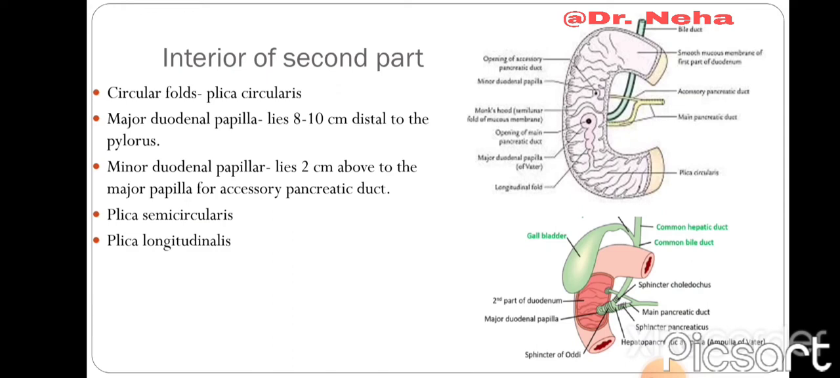Now the interior of the second part. When we see the interior of the second part of the duodenum, we will find the circular folds. These circular mucosal folds are also known as plica circularis. Also we have the major duodenal papilla, which lies 8 to 10 centimeters distal to the pylorus, and the minor duodenal papilla, which lies 2 centimeters above the major duodenal papilla, for the accessory pancreatic duct. Also we find a circular mucosal fold just above the major duodenal papilla which is known as plica semicircularis, and there is a vertical mucosal fold between the major and minor duodenal papilla which is known as plica longitudinalis.